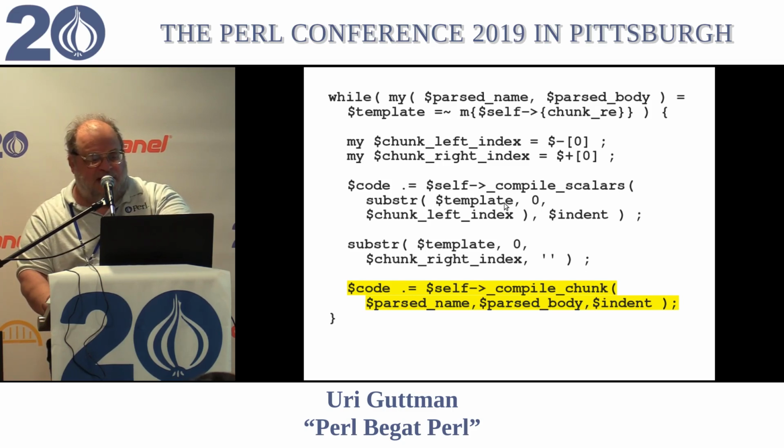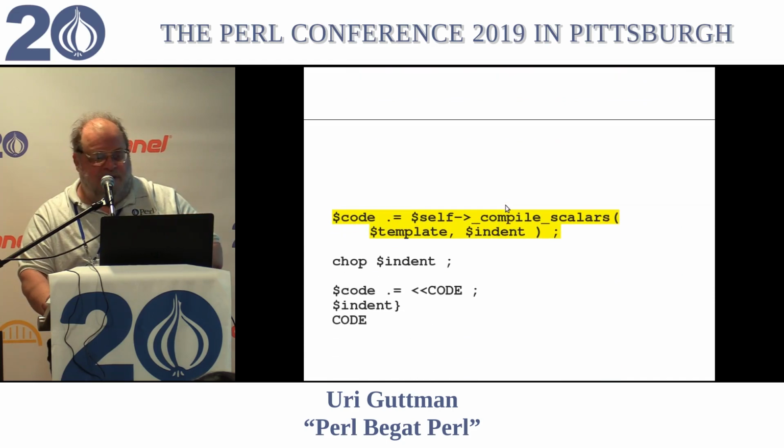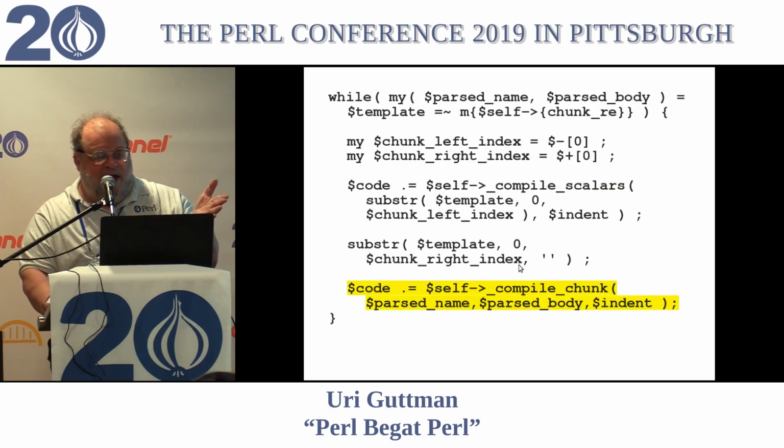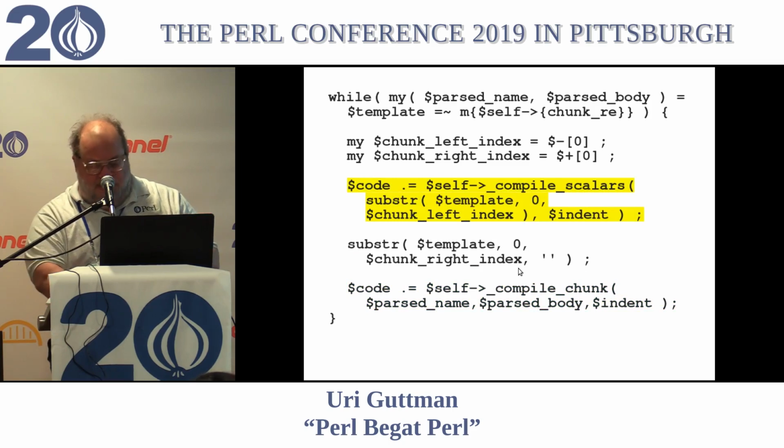And we're basically passing in the name we just parsed out, the parse body, and the current indent level. And it recurses back up to the previous code. Then we have maybe trailing scalars after the last chunk, and this handles that. And then we chop the indent because now we're done with that indent level. We're backing up.